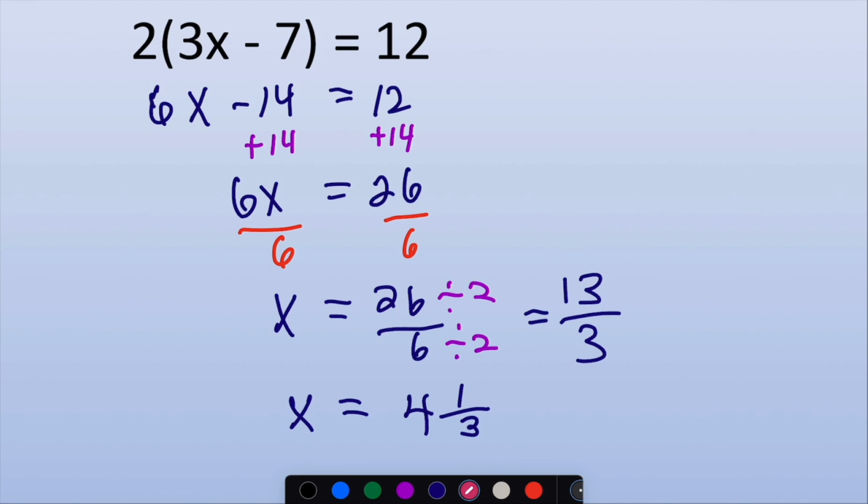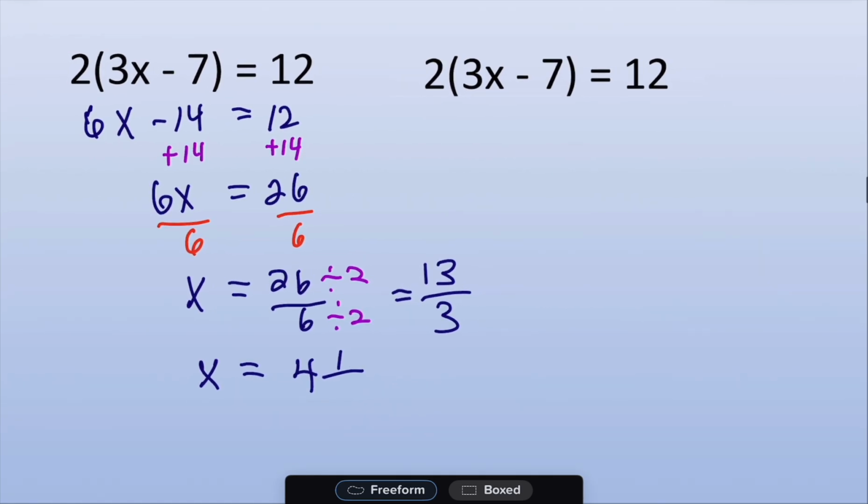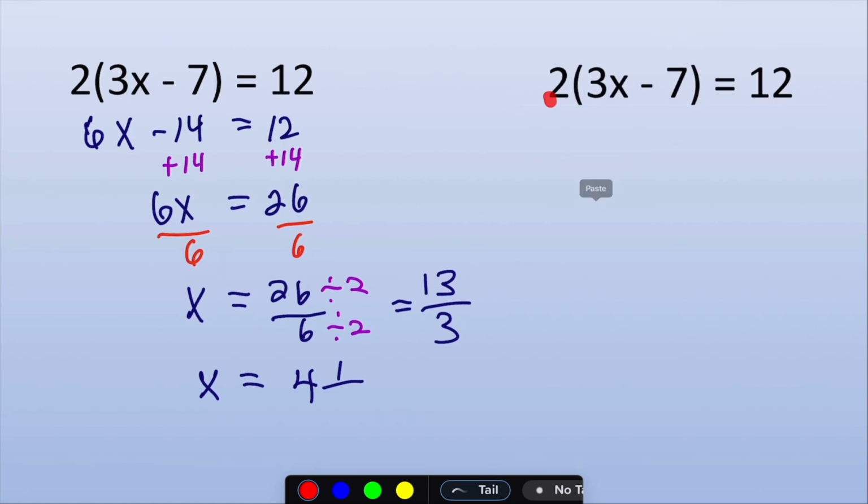Now I want to show you an alternative way to do this problem. So let me copy this and put it over here. And I want to show you another way that we could have proceeded. Since this entire side is multiplied by 2, we can undo that because I notice that the other side is divisible by 2. So if we divide both sides by 2 right off the bat, that's going to go away.